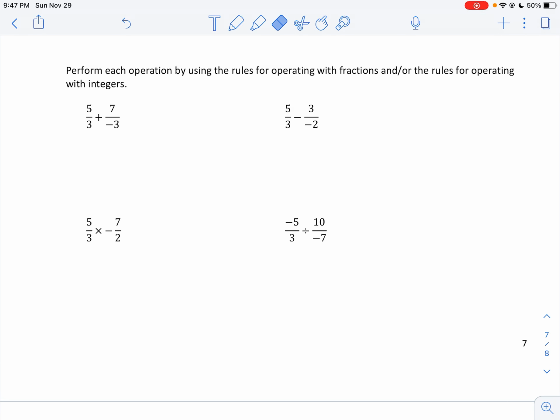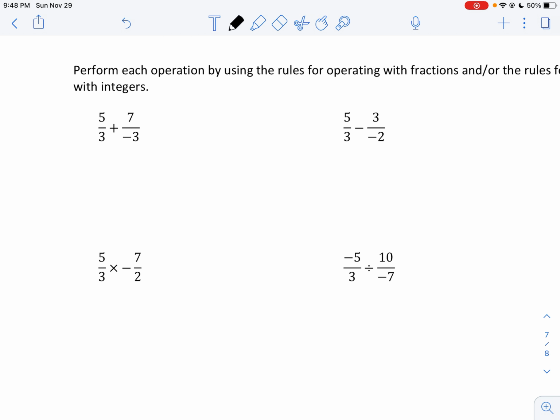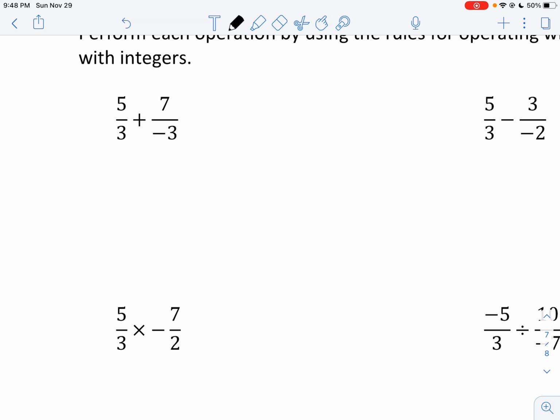Now we're going to perform some operations. All the rules that we learned about operating with fractions and the rules for operating with integers, like when to keep the sign, when to change the sign, all apply when you're working with rational numbers, so fractions and negative fractions. So you have 5 thirds plus 7 over negative 3. Well, when you have a negative fraction with the negative associated with the denominator, I like to just move it up and associate it with the entire fraction. So I think of this one instead as 5 thirds plus negative 7 thirds.